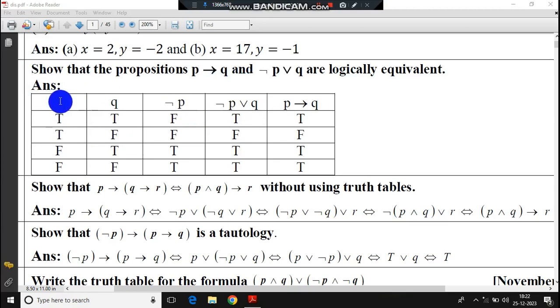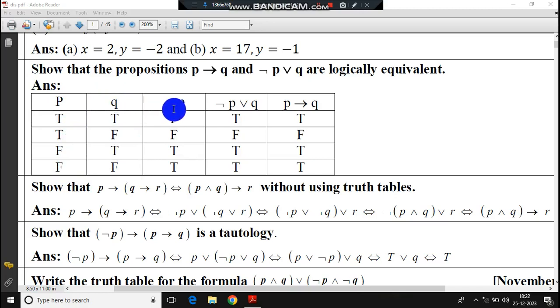For the truth table, first we take P, and the possible combinations are true, true, false, false, and for Q, the possible outcomes are true, false, true, false. This is the possible outcome for P, and this is the possible outcome of Q.